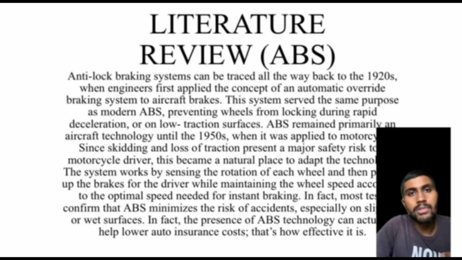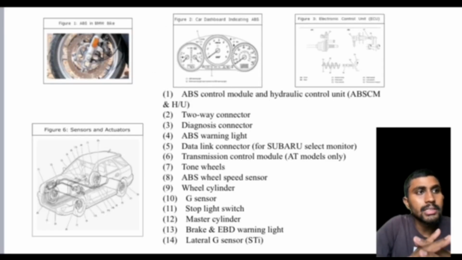Now we want to see the components of anti-lock braking systems in vehicles. First, ABS in motorcycles. Then the car dashboard indicating the ABS light, the electronic control unit ECU, and the configuration for the four wheels of cars.